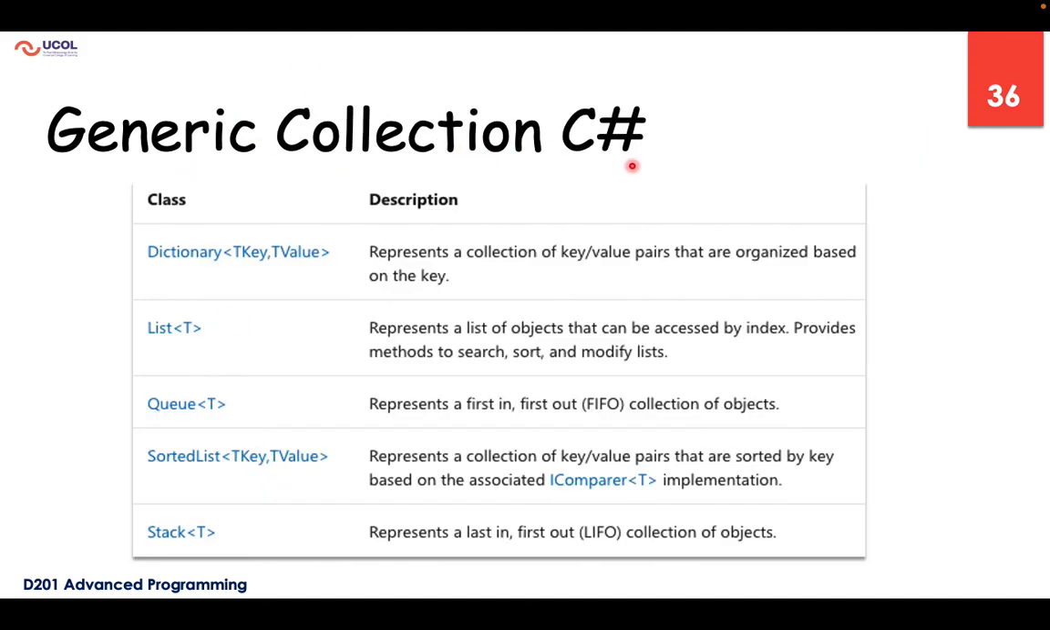Then we have the generic collections that we are going to talk about in the next lecture. We have a dictionary, a list, a queue, a stack, a sorted list. All these are present in C#, and we will be discussing them in the next class.